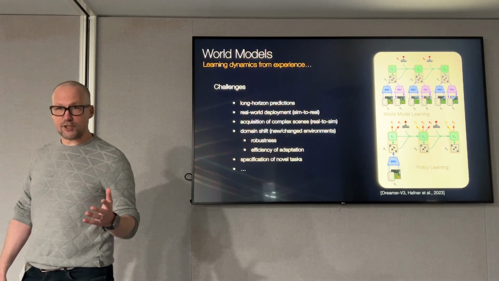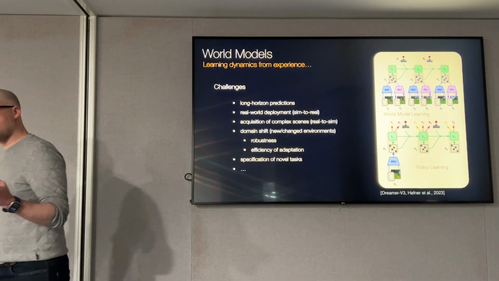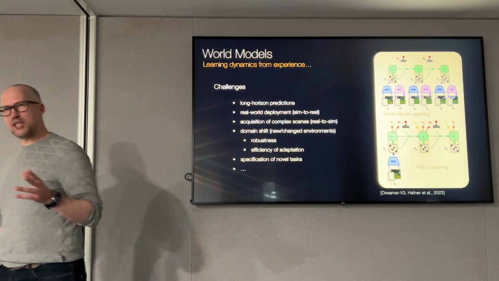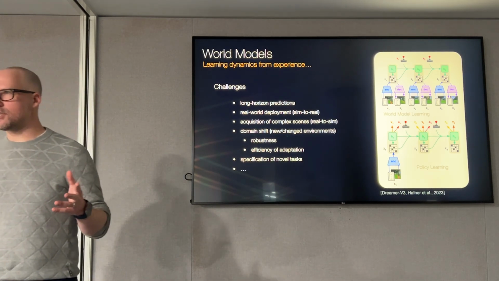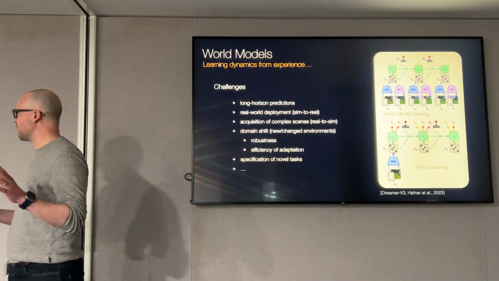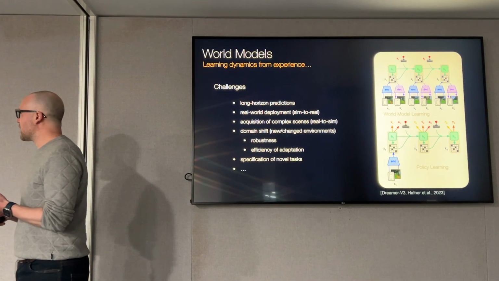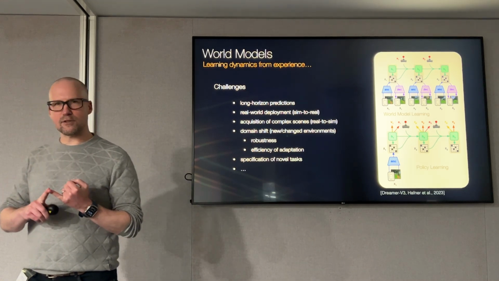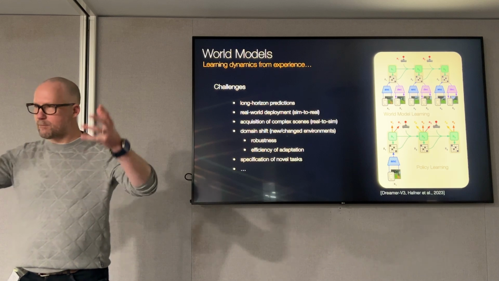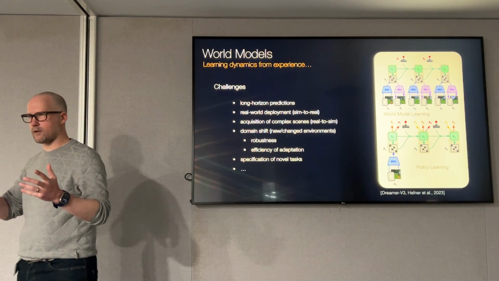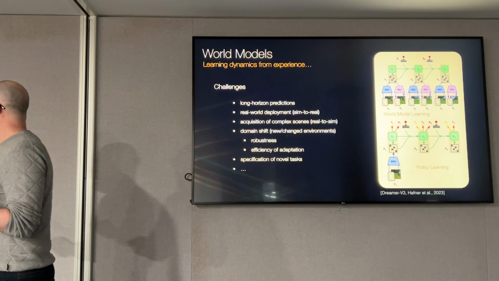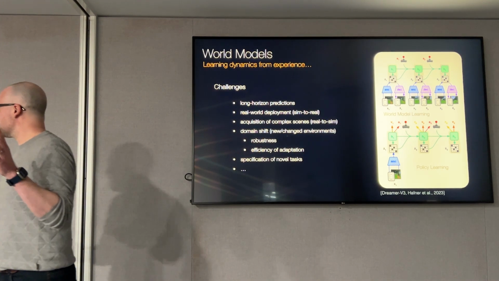There are a whole bunch of challenges with world models. Long horizon predictions remain difficult. Real world deployment is really hard. If you learn this sort of stuff in simulation, getting it onto a real robot is difficult, and we've done some work on that, which I'm not going to talk about much. The acquisition of complex scenes, real to sim, is a really important part of this problem, because ultimately, if I want to map something into my internal model, I need to figure out how to do that so I can predict what happens next. I'll talk about that quite a bit later.